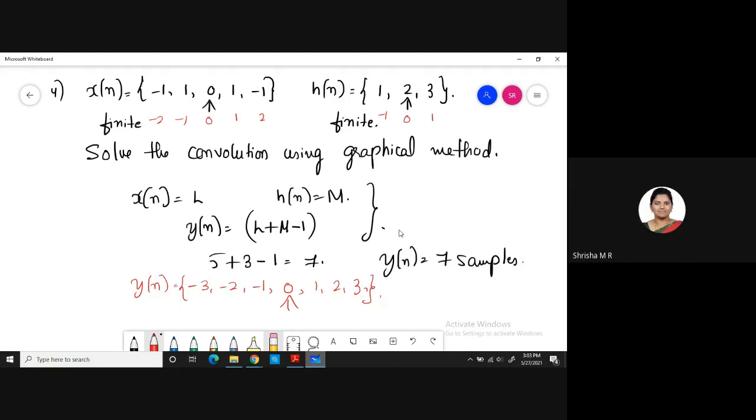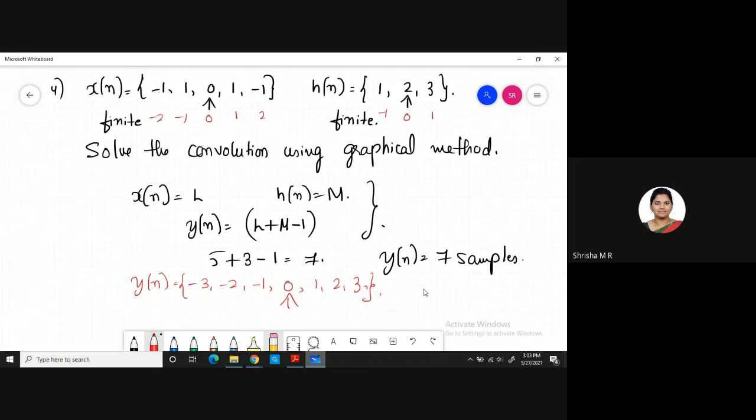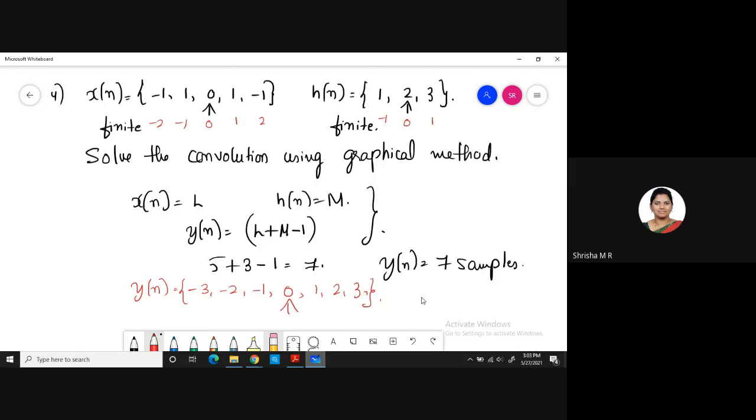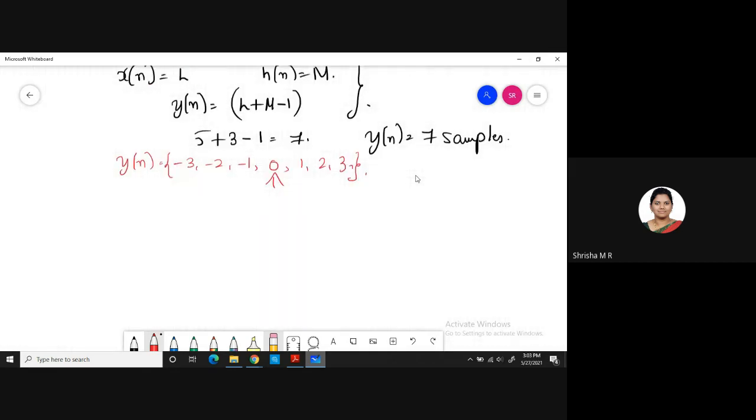Now what you have to do is put the values of n for y of n, take these values and put them in the equation, our convolution sum equation. Okay, so we shall start. If it's clear for you till here, we can start the graphical convolution. It's clear now?